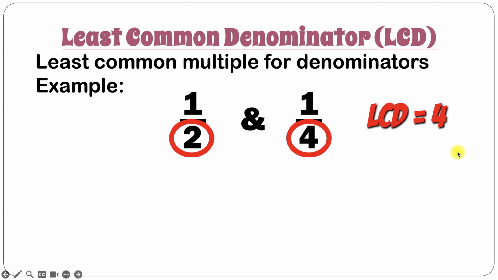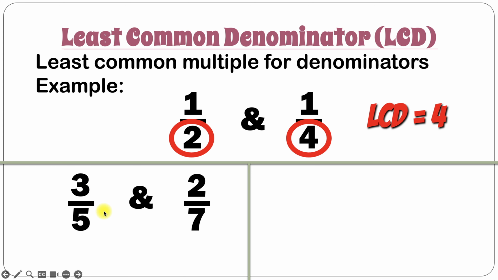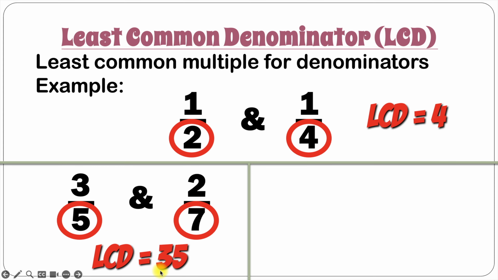Let's do two more quick examples. Let's say we have the fractions 3/5 and 2/7. In this fraction, what's the denominator? Well, that's 5. And in this fraction, what's the denominator? Well, that's 7. And what's the least common multiple for 5 and 7? That would be 35, which means that the LCD for these two fractions would be 35.